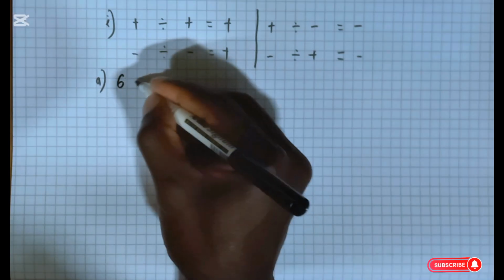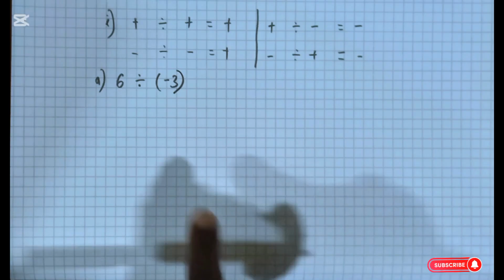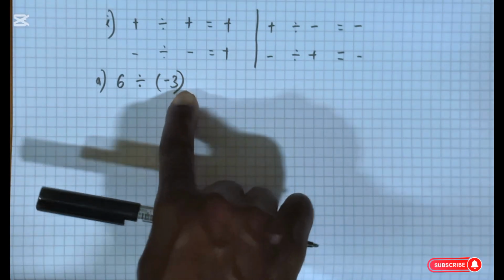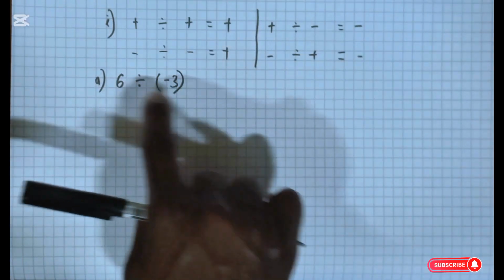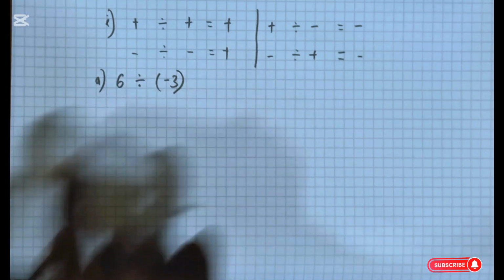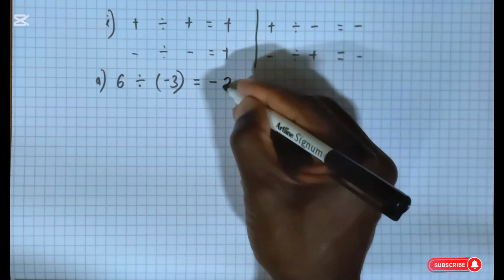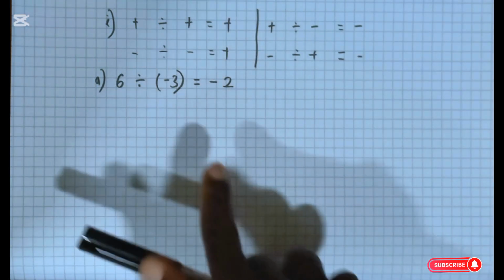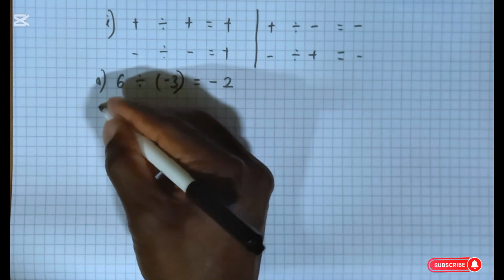So we are having 6 divided by negative 3. This is a positive number right here. This is a negative number. So positive divided by negative, we expect a negative, so long as there is a difference in the signs. So this is going to be negative 2, the same as 6 divided by 3, except that we also have to be keen on whether it's going to be a positive or a negative number for the quotient. So that's going to be negative 2 right there.